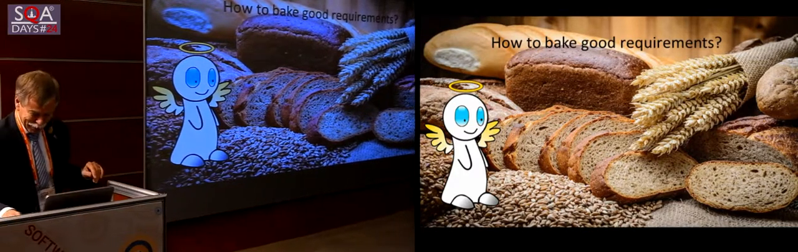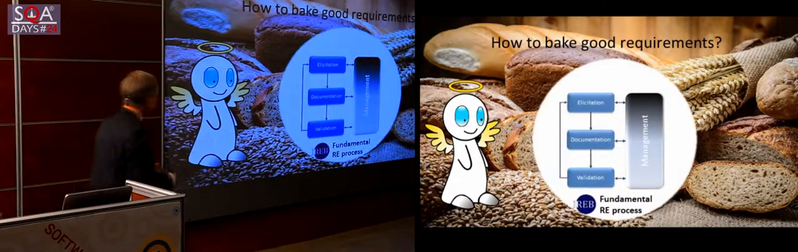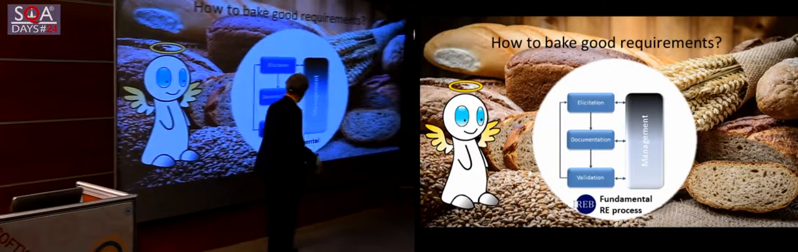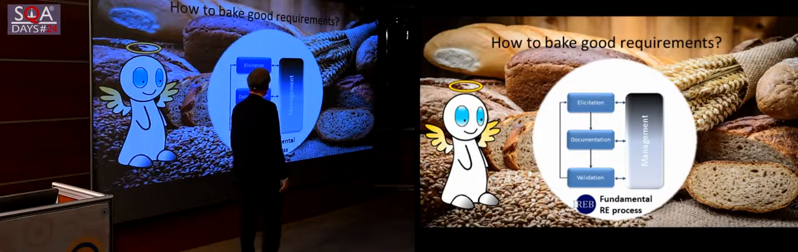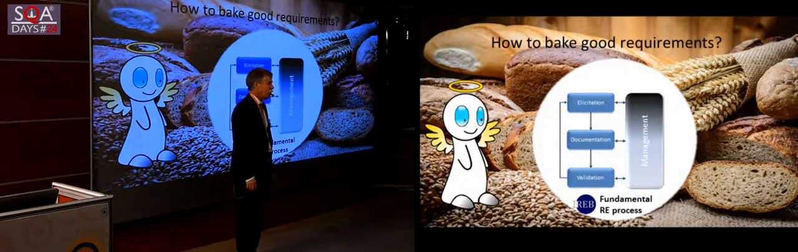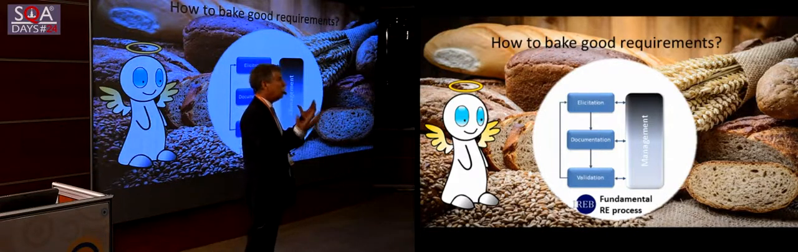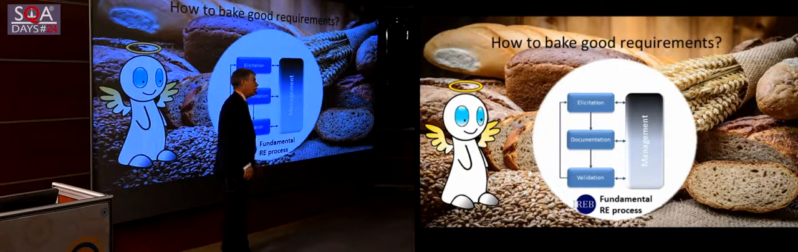Don't forget the commercial. Good. IREB, the International Requirements Engineering Board, has described a fundamental requirements engineering process. And it says there are, in principle, 3 steps in which you develop requirements. The first step is called elicitation. Elicitation is getting the requirements out of your environment. The next one is documentation.